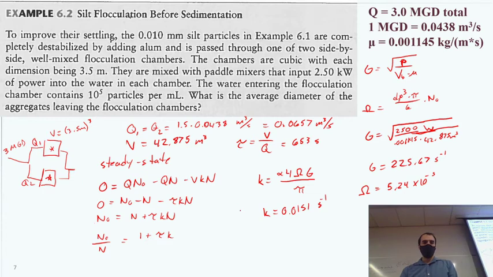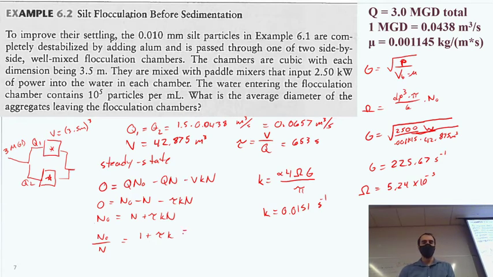Okay, so with that, we now have some way of finding the relationship between our initial particles and our final particles. This n naught over n is essentially saying we have this number of initial particles per each final particle, right? So if we just take 1 plus our tau k, that's going to give us the number of initial particles in every aggregate. So that's going to be quite useful.